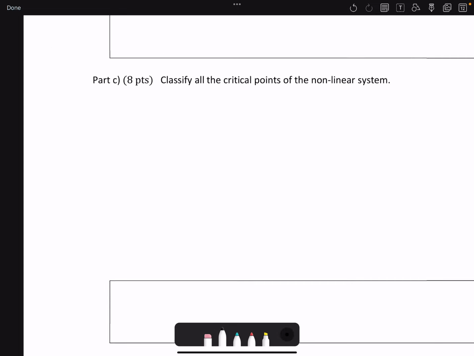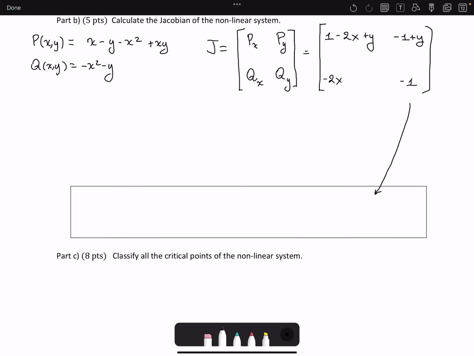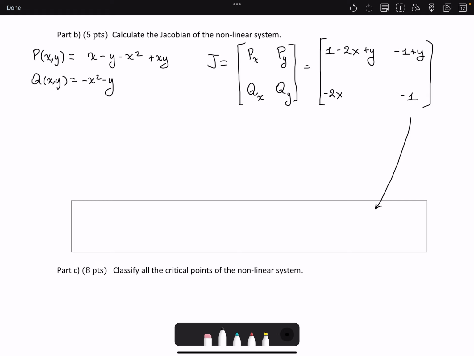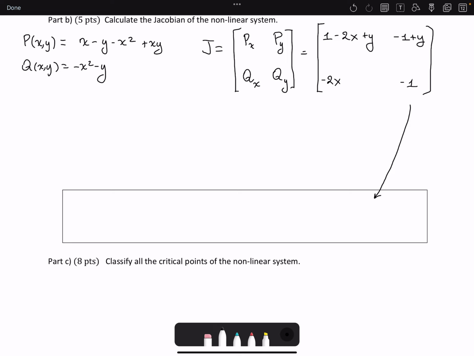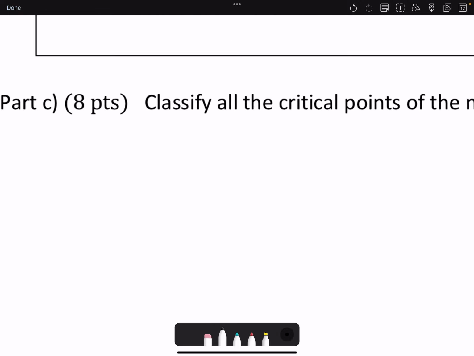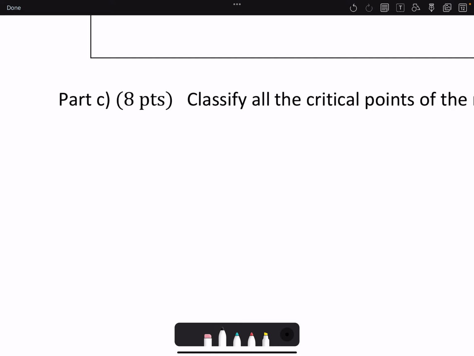Classify all the critical points of the nonlinear system. So the first thing that we look at is this matrix over here, and that is our Jacobian. Now we want to evaluate it at each of the critical points, because remember, that is a linear, local planar approximation of this nonlinear system of differential equations. So I'll start with my first critical point, the Jacobian evaluated at 0, 0.